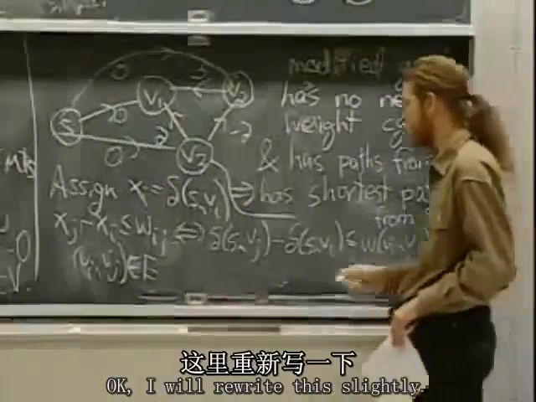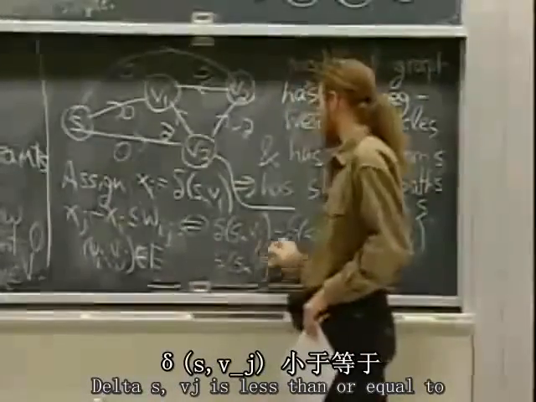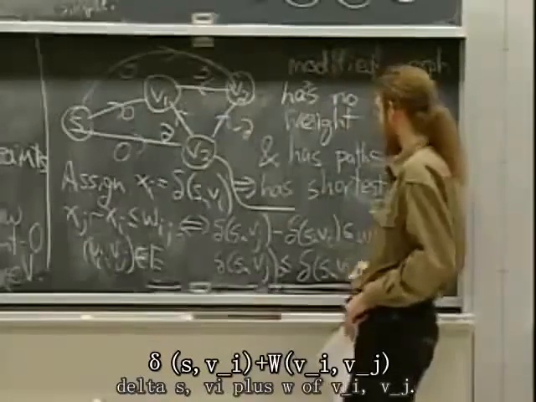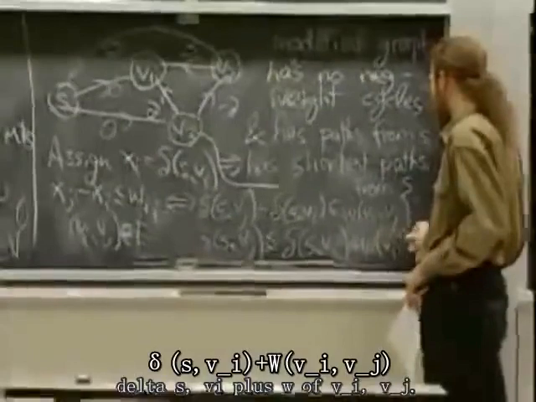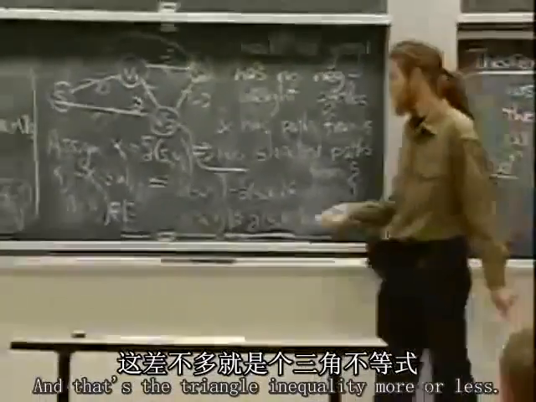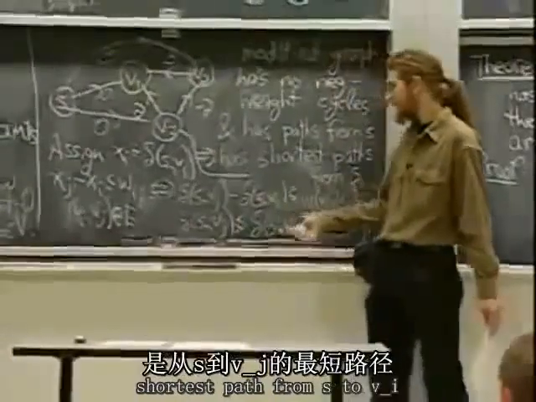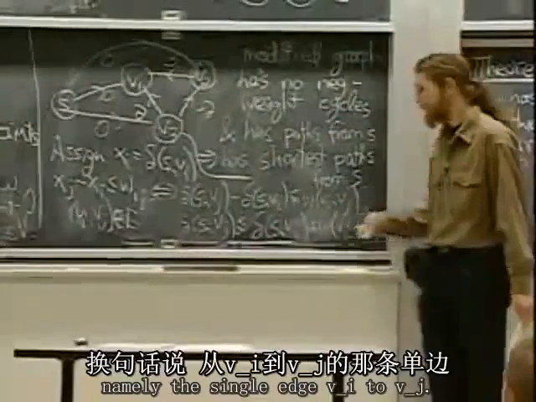Okay, I will rewrite this slightly. Delta of s vj is less than or equal to delta of s vi plus w of vi vj. And that's the triangle inequality, more or less. Shortest path from s to vj is at most shortest path from s to vi plus a particular path from vi to vj, namely the single edge vi to vj.